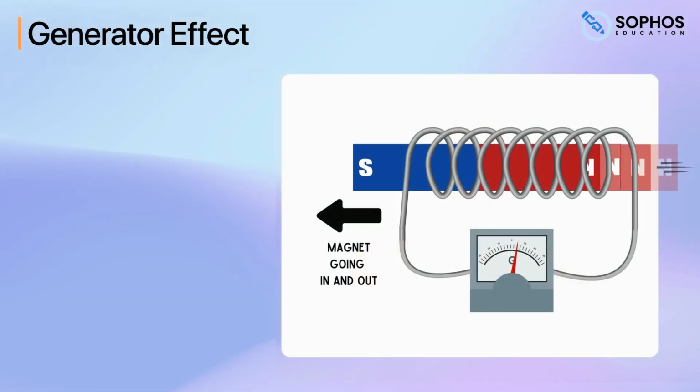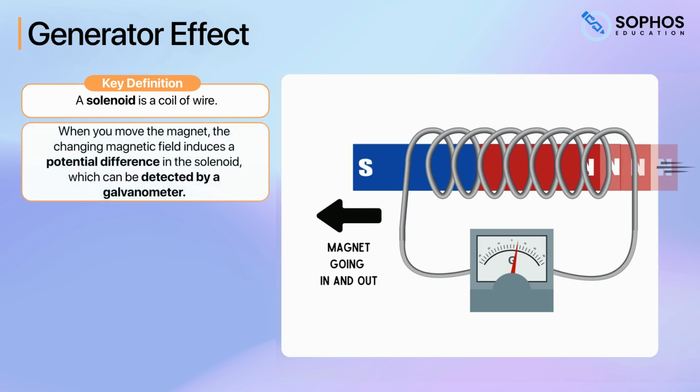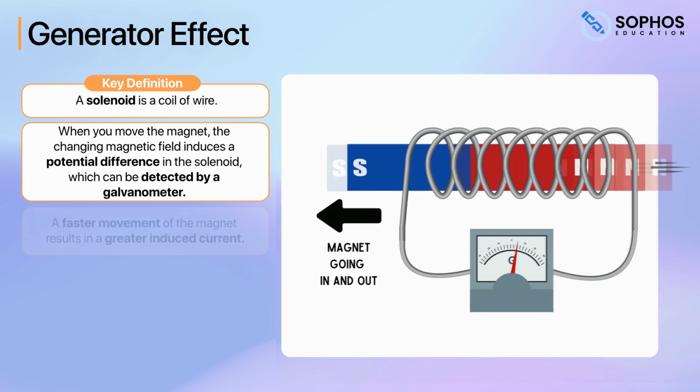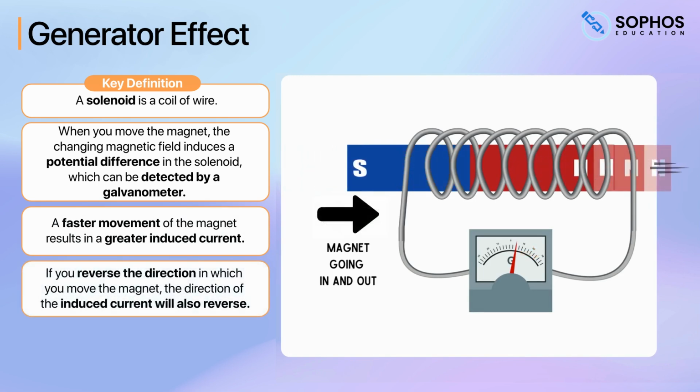Another method to observe the generator effect involves moving a bar magnet in and out of a solenoid, which is a coil of wire. When you move the magnet, the changing magnetic field induces a potential difference in the solenoid, which can be detected by a galvanometer. As before, a faster movement of the magnet results in a greater induced current. Moreover, if you reverse the direction in which you move the magnet, the direction of the induced current will also reverse.